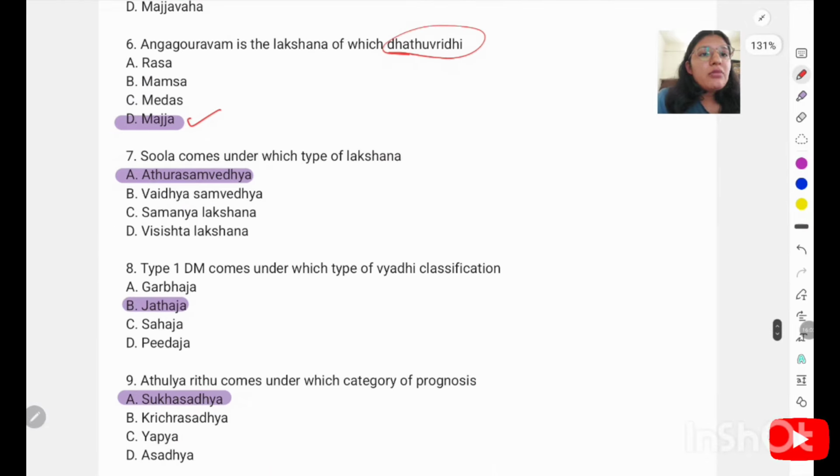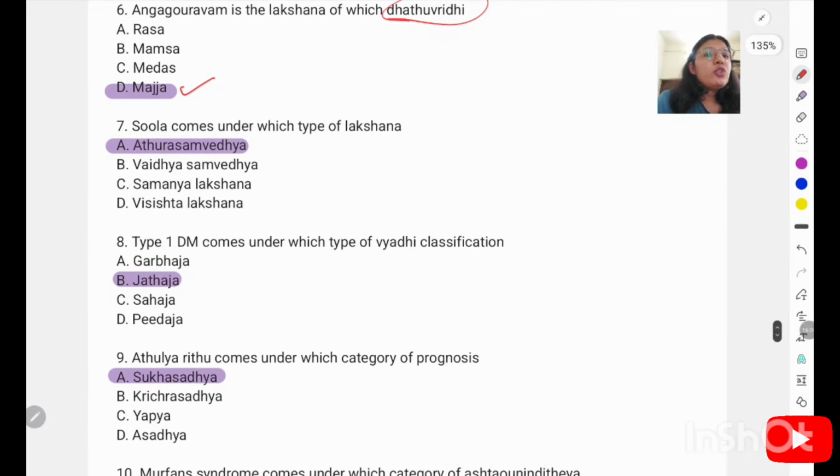Then Shula comes under which type of lakshana? It is Atura Samvedya. Means if a patient is having pain, he can tell us that he is having pain. We can just assess him, but the pain type and kind only the patient can feel. That's why it's known as Atura Samvedya. The lakshana that only a patient can feel is Atura Samvedya, and what a physician knows by, for example, palpating something and inferring from it is known as Vaidya Samvedya.